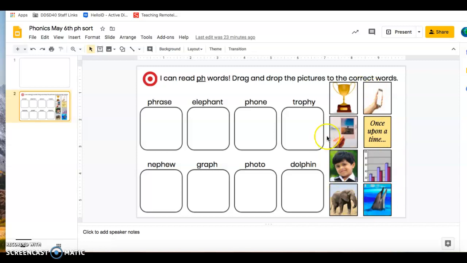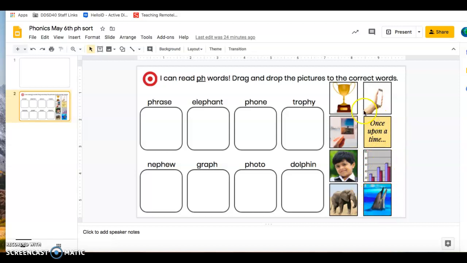So let's identify what the pictures are. So this is a trophy. This is a photo. This is a picture of a nephew. This is an elephant. This is a phone. This is a phrase. A phrase is something that you say. This says, once upon a time. So that is a phrase that comes at the beginning of a story. This is a graph, and this is a dolphin.